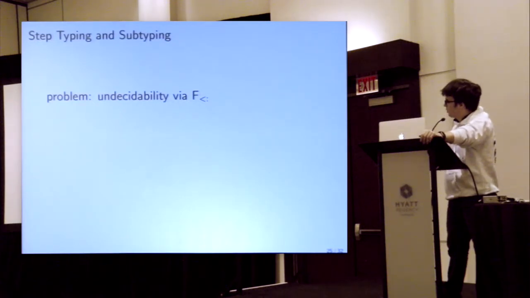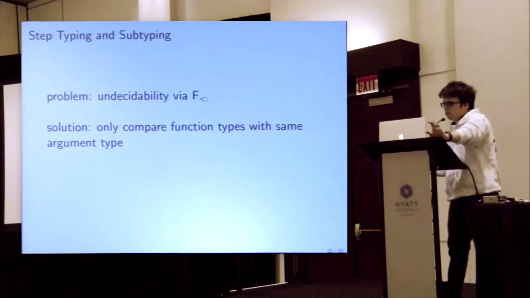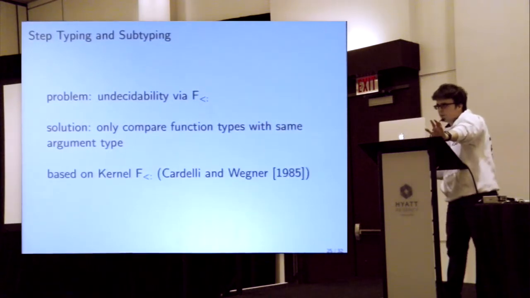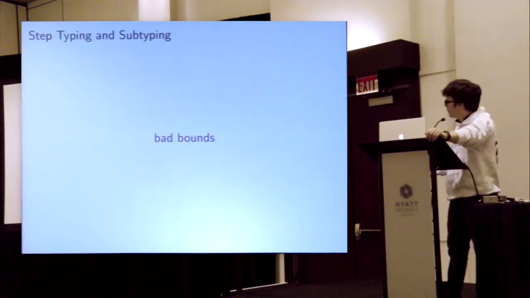Okay, so to summarize, we have this problem of undecidability, or potential undecidability via F-sub, and the solution is to only allow comparison between function types with the same argument type. And this is based on the approach taken in Kernel F-sub to make it decidable.